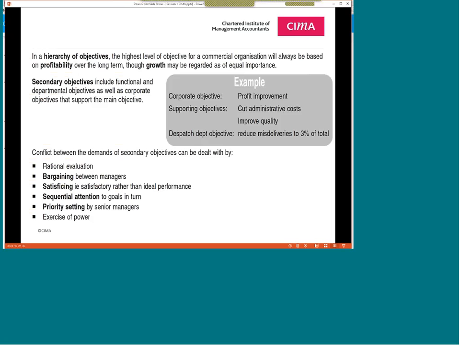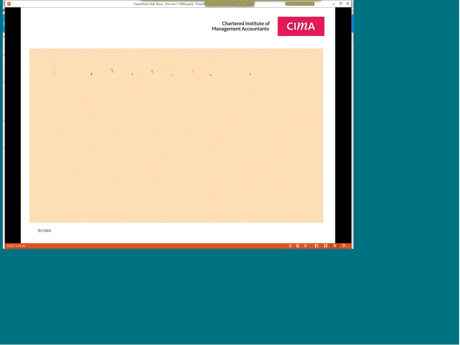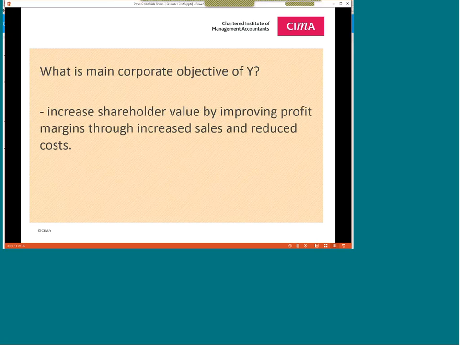Maximize shareholders' value. Yeah. Which is correct. And they even say they want to achieve it by improving margins to increase sales and reduce costs. So actually, you can even say increasing shareholder value by improving profit margins. And then the secondary objective would be the way they want to do it: to increase sales and reduce costs to improve the margins.